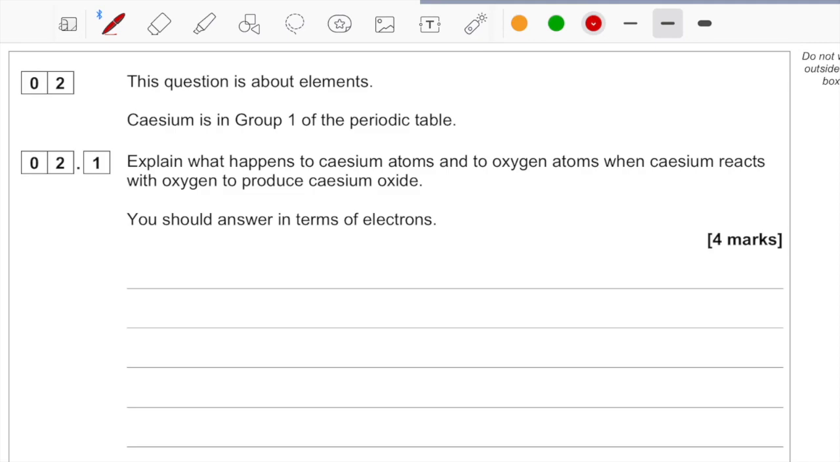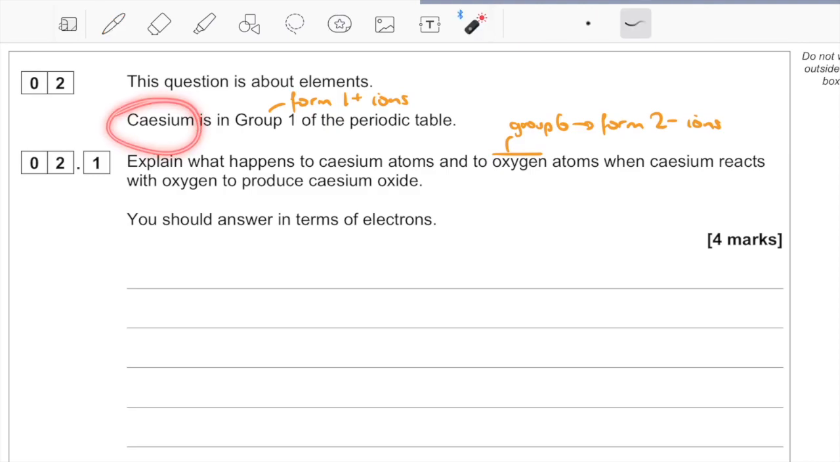Now, one thing that can help you, although this is something to try and get your head around. Well, actually, sorry. So we've got group 1. So it's going to form 1+ ions, right? This is how our periodic table can help us. And it's reacting with oxygen, which is group 6, and they form 2- ions. Now, when you're answering questions in chemistry and they give you a specific element or a specific substance, you really want to be answering specifically about them.